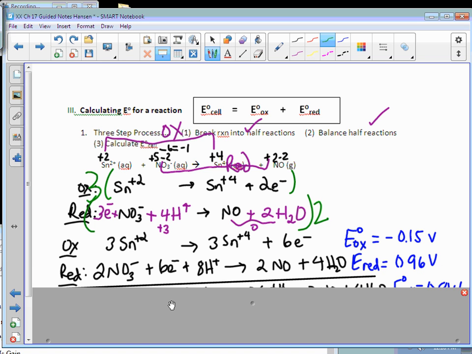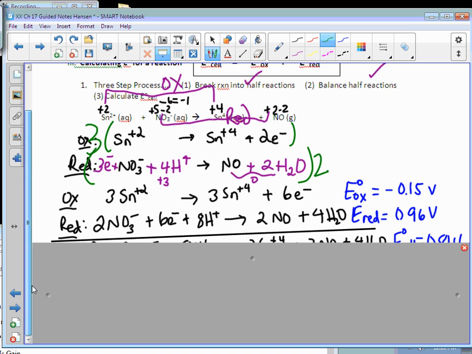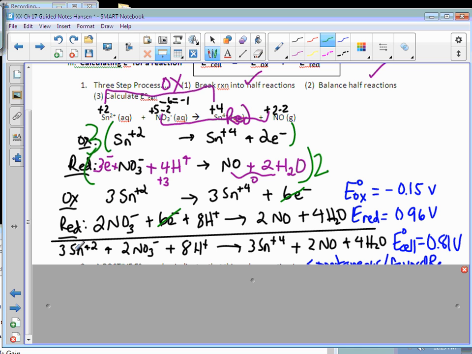All right, when it all shakes out, it looks a little something like this. I carried the 3 through, and then I carried the 2 through. Notice my 6 electrons lost cancel out with my 6 electrons gained. All right, and then you can add all the reactants together, and you come up with this, and you can add all the products together, and you come up with this. So hopefully that's a little reminder of how balancing redox reactions work.